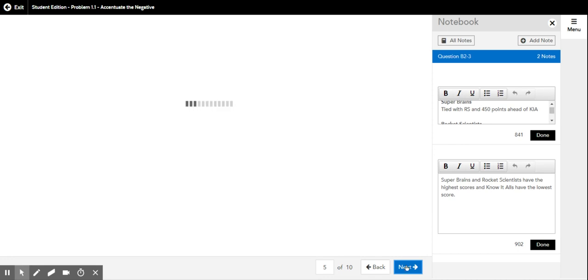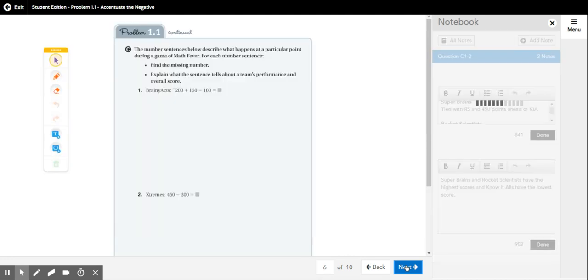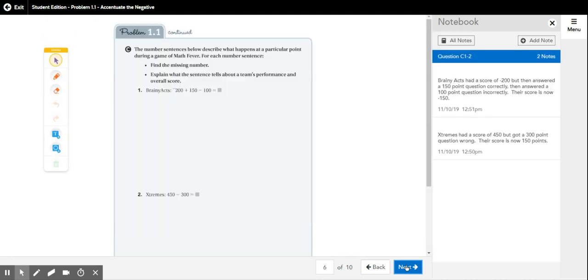Sorry for that. Wish this loaded a little bit faster, but here we go. So now we need to find the answers to a couple of these number sentences here.